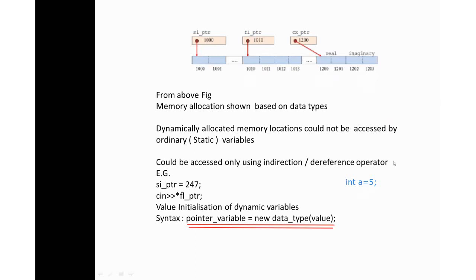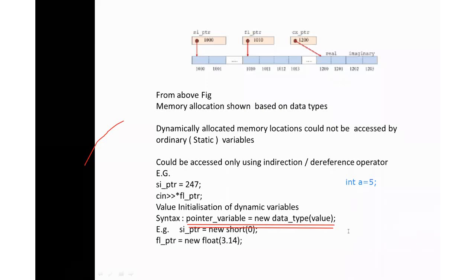Now you can look into the example. SIPTR is equal to new short of 0. FLPTR is equal to new float of 3.14. One important thing that you should be careful about here is that first these variables have to be declared as pointer variables.